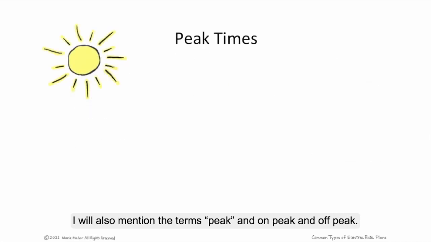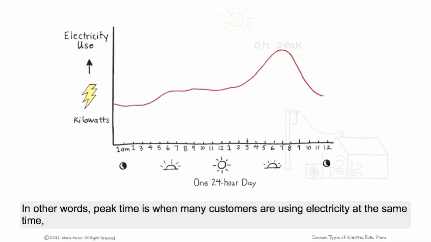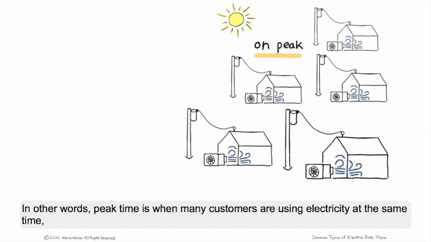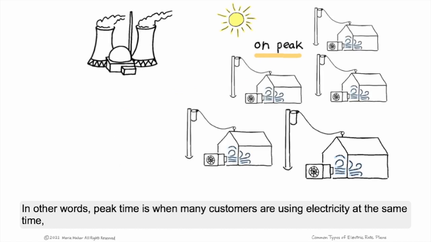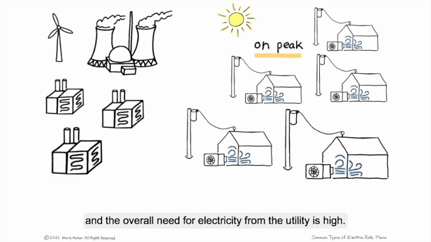I will also mention the terms on-peak and off-peak. Peak time refers to a time period when electricity use is typically high. In other words, peak time is when many customers are using electricity at the same time, and the overall need for electricity from the utility is high.